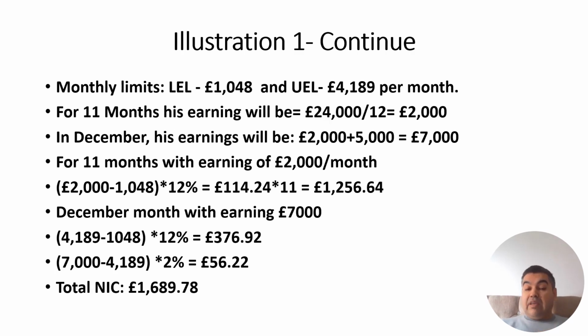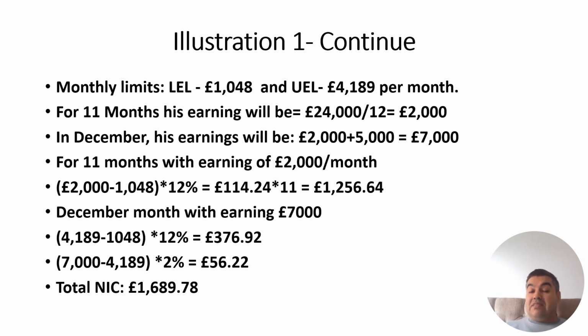Here is how you calculate. Remember the monthly lower earnings limit is £1,048 and the upper earnings limit is £4,189. Between these amounts, the national insurance rate is 12%. We're still talking about the previous rate; the current rate has changed to 10%. So how are you going to calculate? Remember, in December he got a bonus as well, so a different rate will apply there.